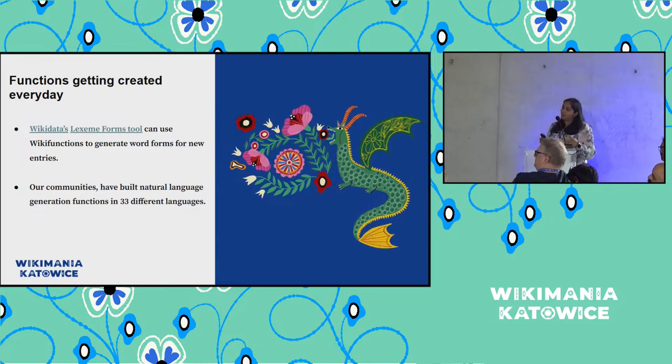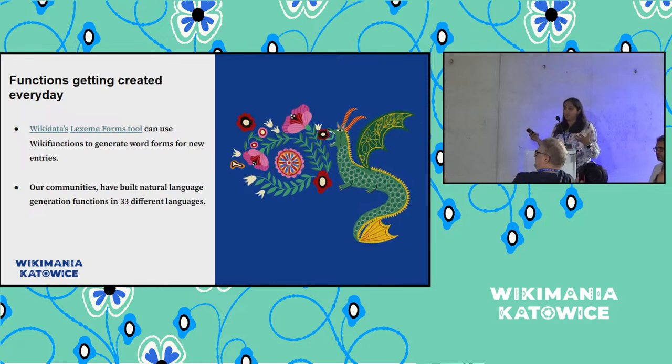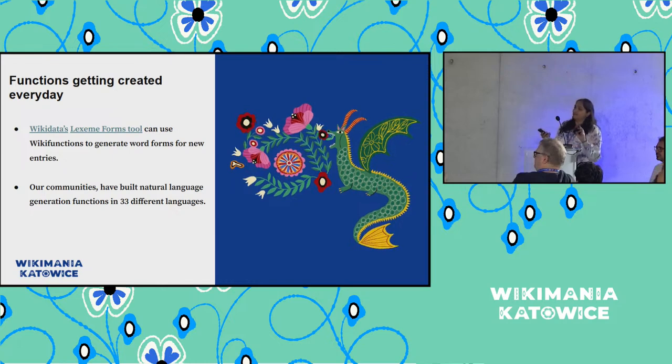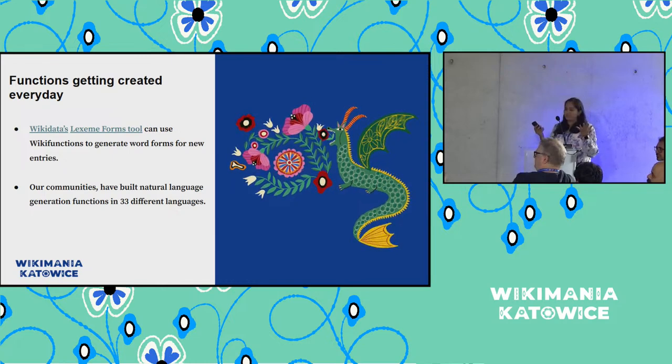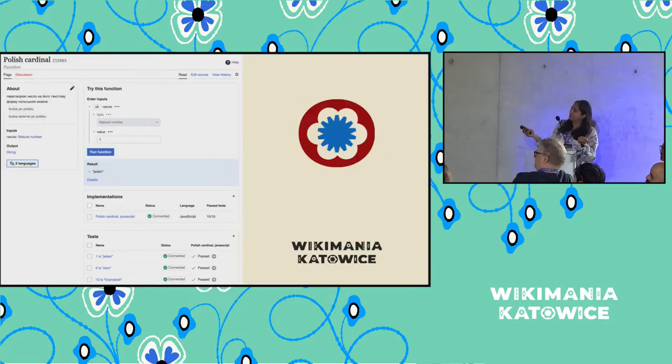We're also really proud that our community has created more than 33 different language functions. And just to show you how cool that is, I have picked three examples because we can't go through too many. I'm already running out of time. But these were some of the favorites. This is a Polish function. Is that right? It's natural number one.